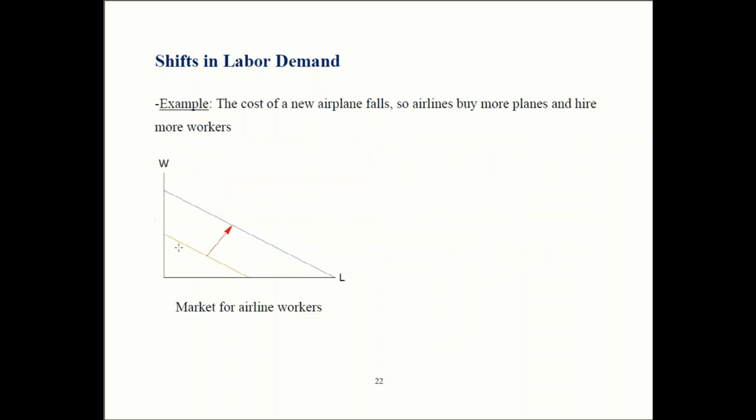So here's our old labor demand curve. We have wage, the price of labor, on the y-axis. We have quantity, L, number of workers, on the x-axis. So old demand's back here, but then once we start buying more airplanes, we have a greater demand for pilots and other airline workers. So demand shifts out as shown in the picture.